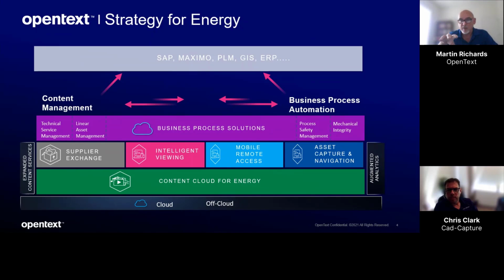SAP, obviously, Maximo, maybe a PLM system, GIS, and so on. So it's basically saying, look, content's a key part of this strategy. We clearly own content and can provide you with all the tools that you need to manage your critical content. We can then put that in the context of the business processes that you need to run in your business, and then we can share that information with your other key systems, providing that interoperability that we mentioned on the previous slide.